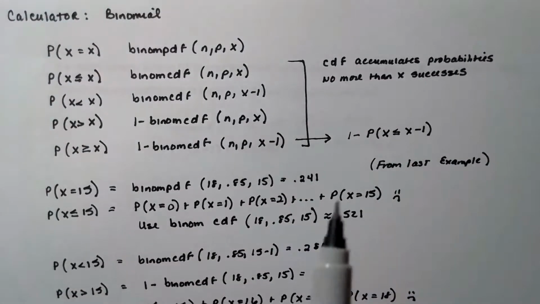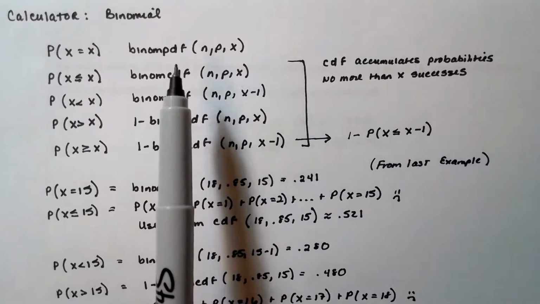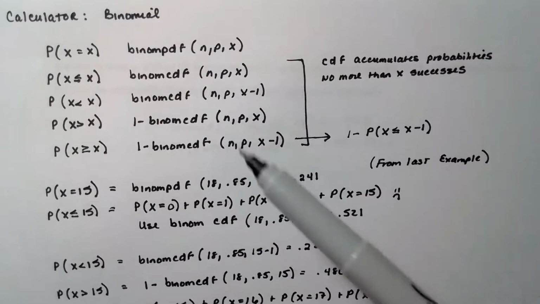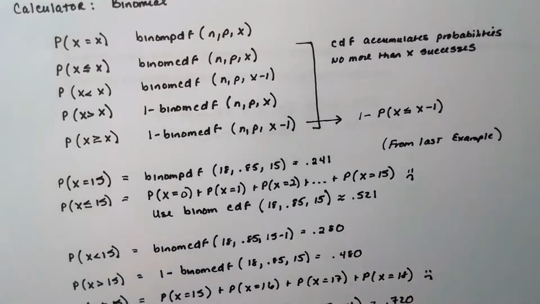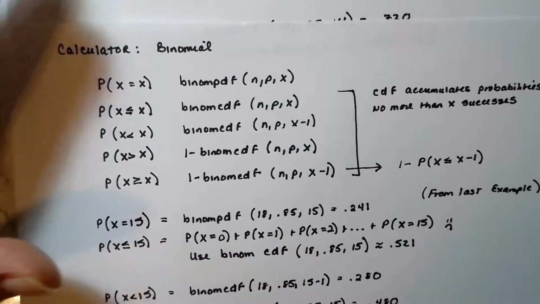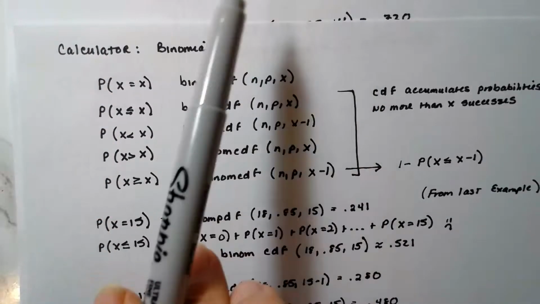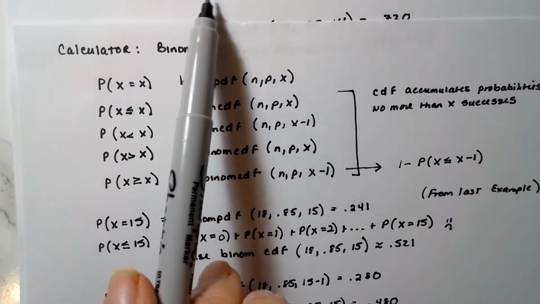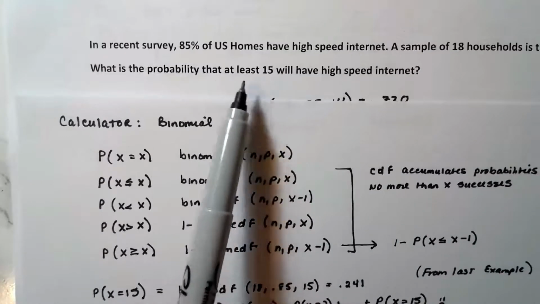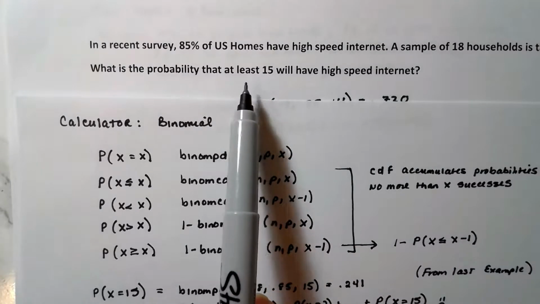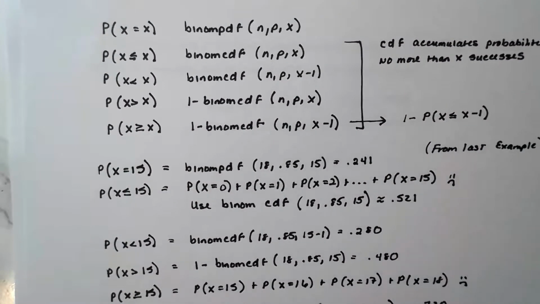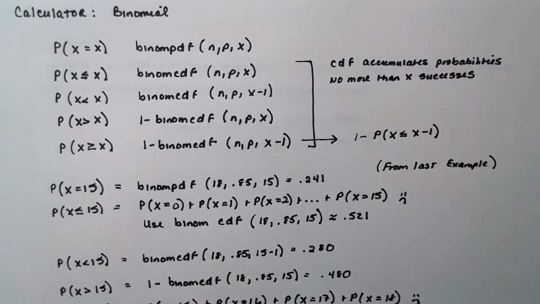Okay, so I wanted to talk a little bit more about calculator use for binomial distributions, because after all, you're going to be using your calculator for pretty much all of this. So, the question is, what if I had changed that last example? In the last video, it says, what is the probability that exactly 15 would have high-speed internet? What if I change it to at least, or at most, or something like that? Then the way we use our calculator changes, so we might as well just go ahead and tackle that right now.